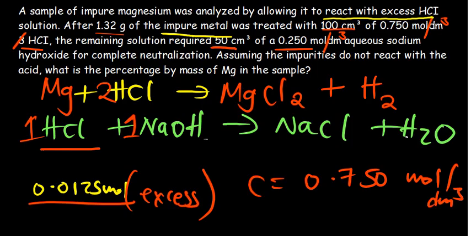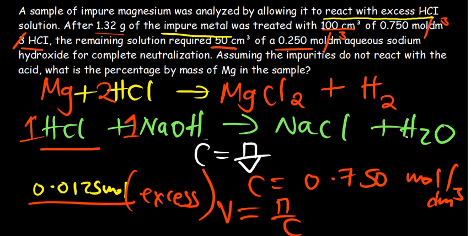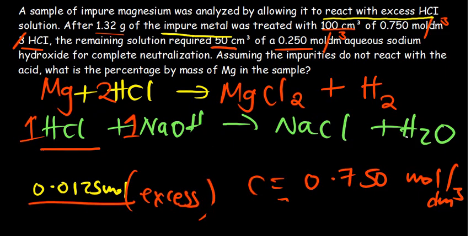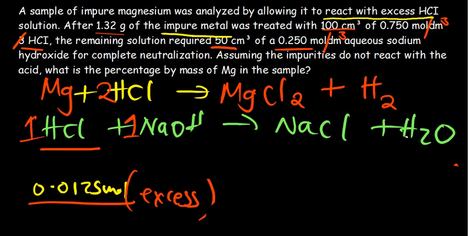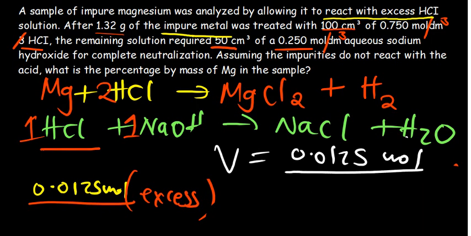So using the two pieces of information, we should be able to find the volume. We know that concentration is equal to number of moles divided by the volume, right? So for us to find the volume, we have to divide the number of moles by the concentration. The concentration was 0.750 mole per decimeter cubed.